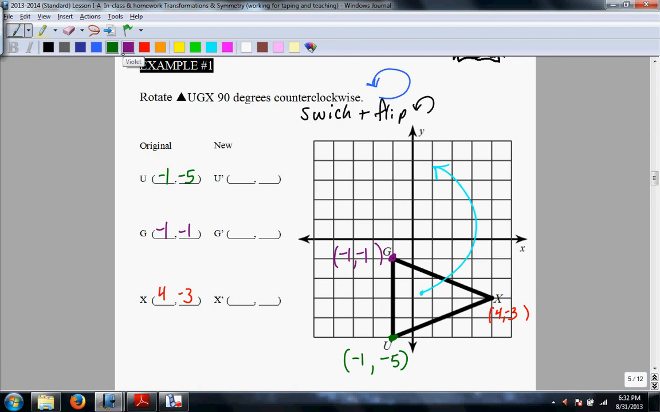Step number one, I'm going to switch the order. I'm going to switch only. So I take these and I swap them up like this. So I'm going to have -5, -1. And I have -1, -1. Technically, you swap those, you get the same thing. Here I get -3, +4. That was the switch step. I'm going to cross that out. So first you switch.